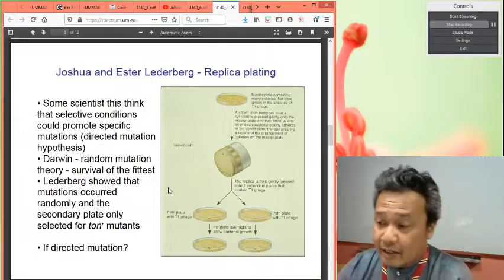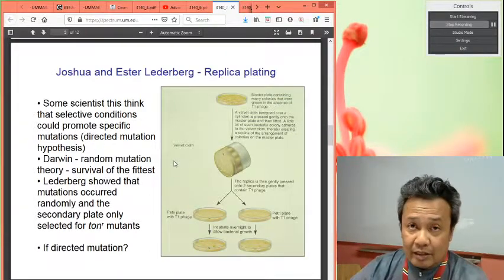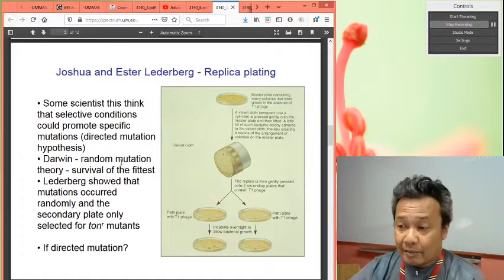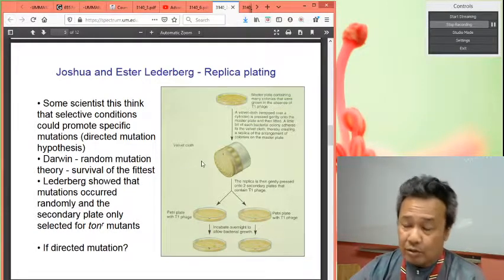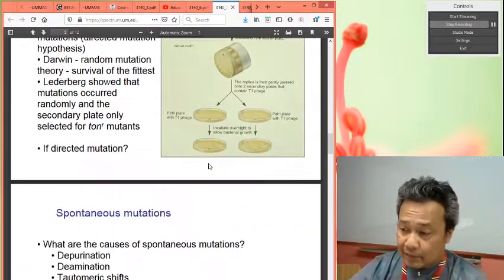So that again supports the theory of random, spontaneous mutation, and refutes physiological adaptation.